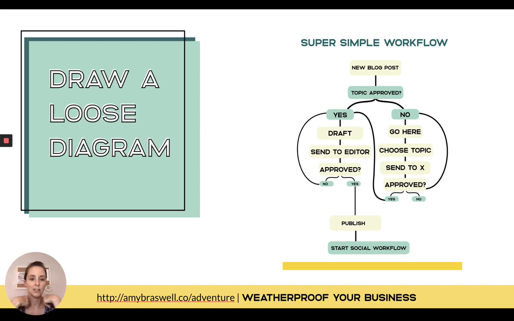And you can see how, okay, topic approved, yes or no, and then you go down that other path, and sometimes it loops back on itself. We've all seen infographics, we've all seen, well, this is a flow chart. So the first step is to draw a super loose diagram. We're all creatives, we're all visual to some degree. This is how I like to start because it helps me get it out on paper and seems a little less daunting than listing every step in a list right off the bat, okay?